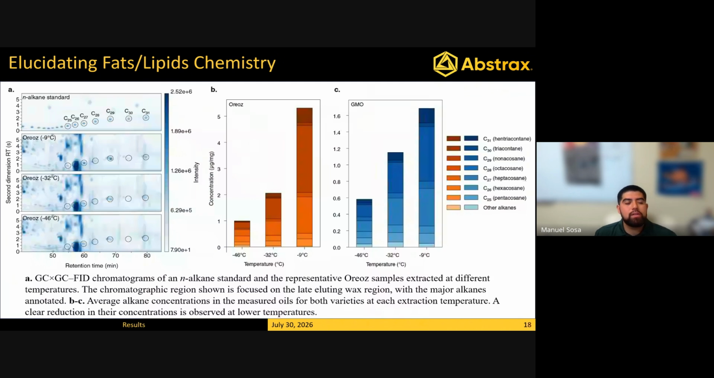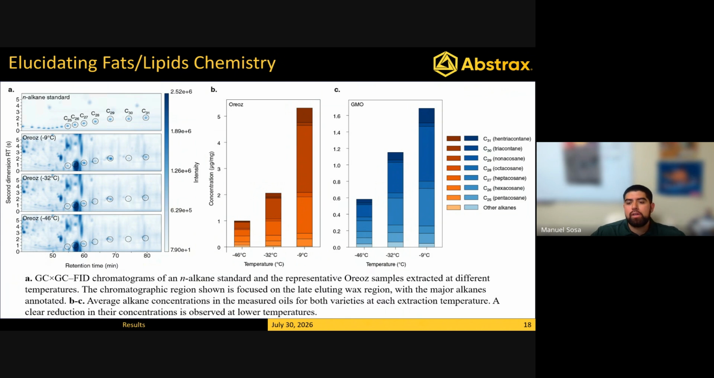And so here is an example of what we're seeing on our GC. So here's the alkane from C25 to C31, kind of falling in the Oreos, -9 degrees Celsius. You see the same peaks fall in line as well. But as you decrease in your temperature, you're seeing those peak intensities drop, which is kind of showing apples to apples what we saw visually when we did the winterization method.